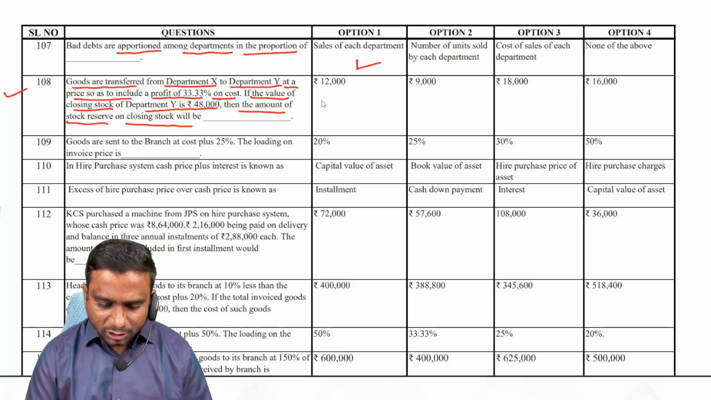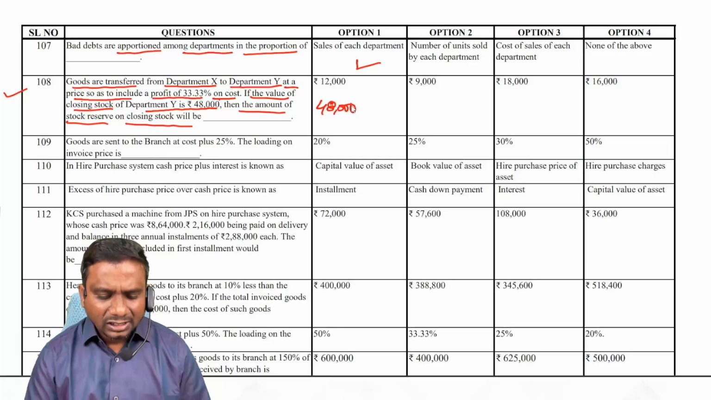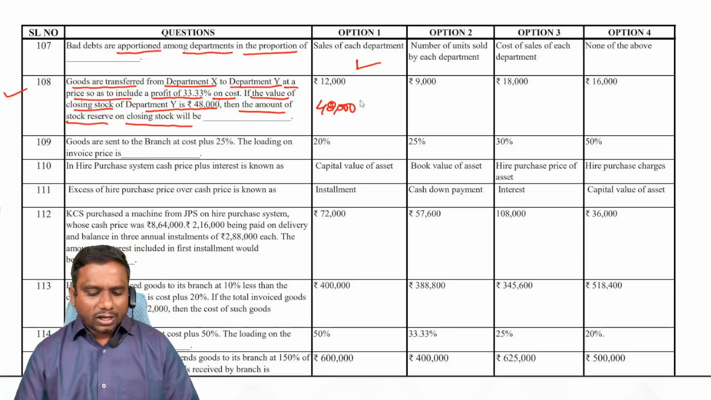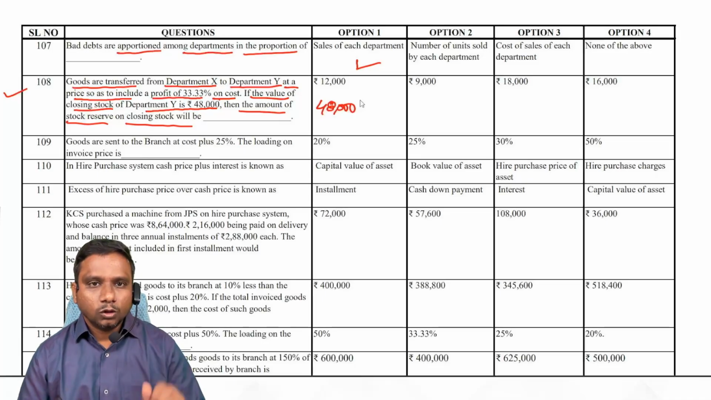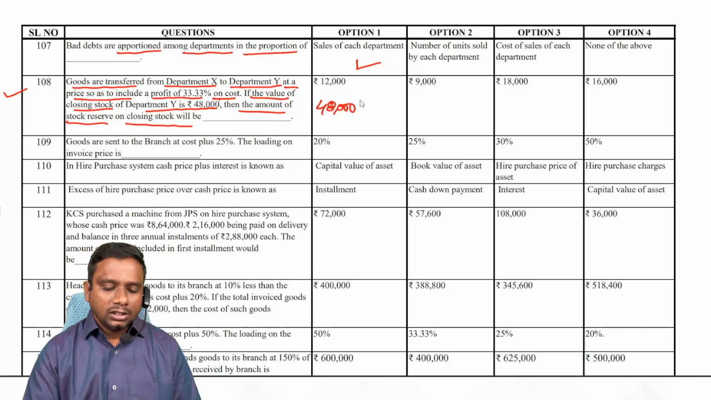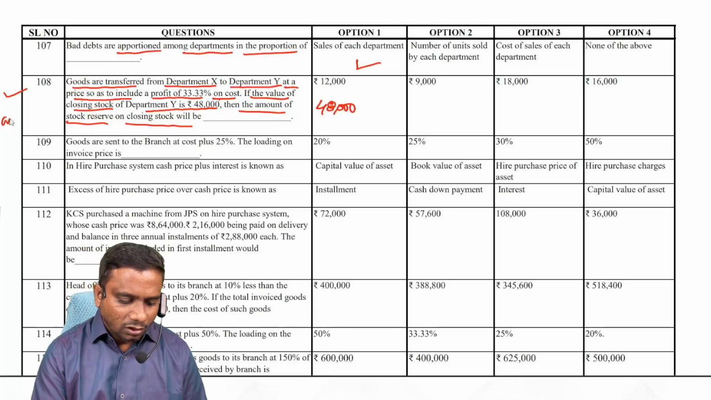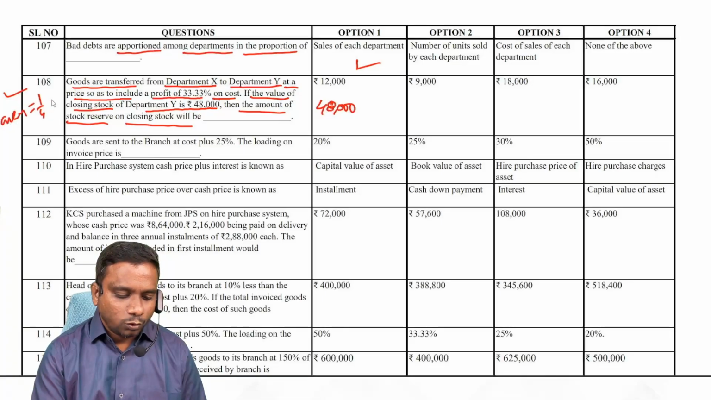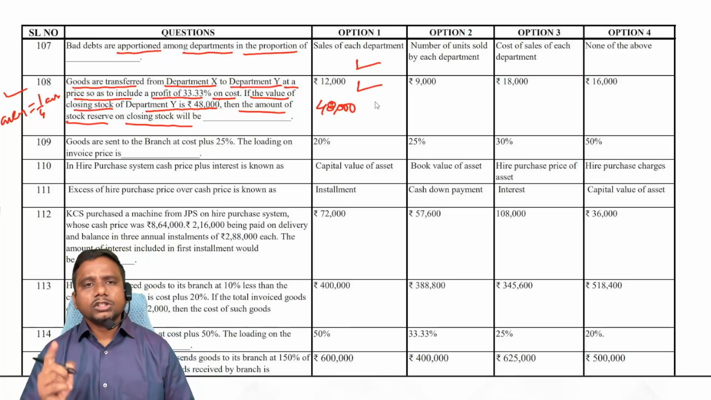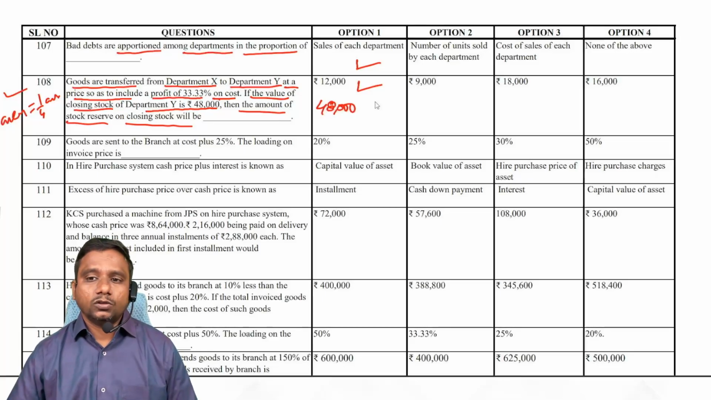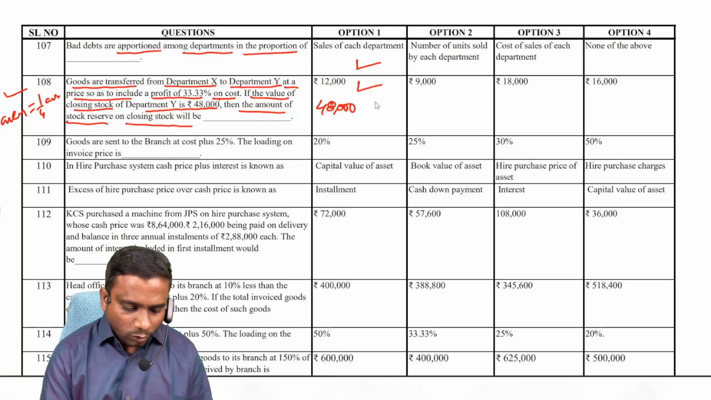Now to calculate, 48,000 is the closing stock value of Y. So 48,000 includes profit. Profit is added 33 1 by 3 on cost, that means 1 by 3 on cost equals 1 by 4 on sales. So 48,000 divided by 4 means 12,000 rupees. 12,000 rupees is the stock reserve. Yes or no, students? Observe carefully. Is it clear? Next, 109.